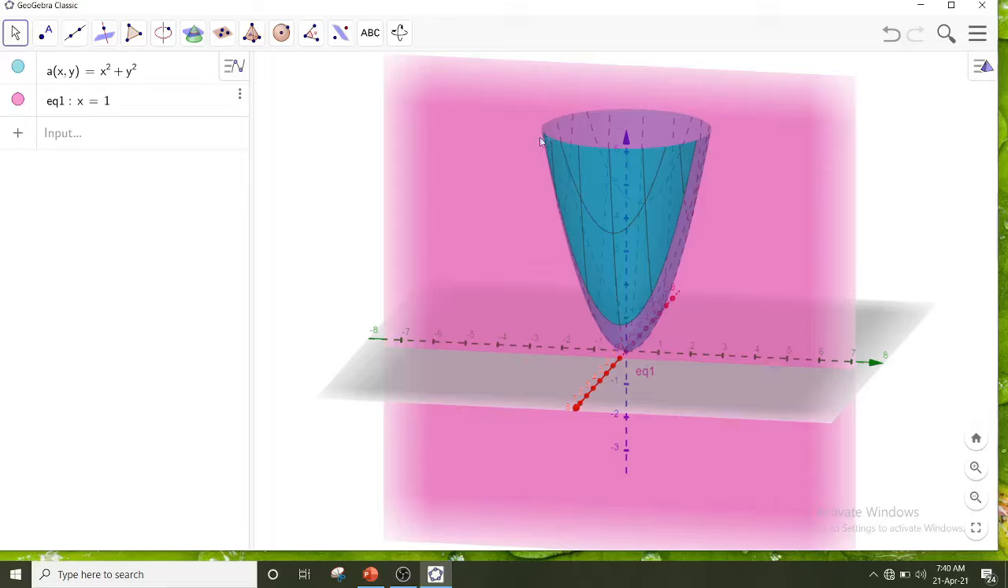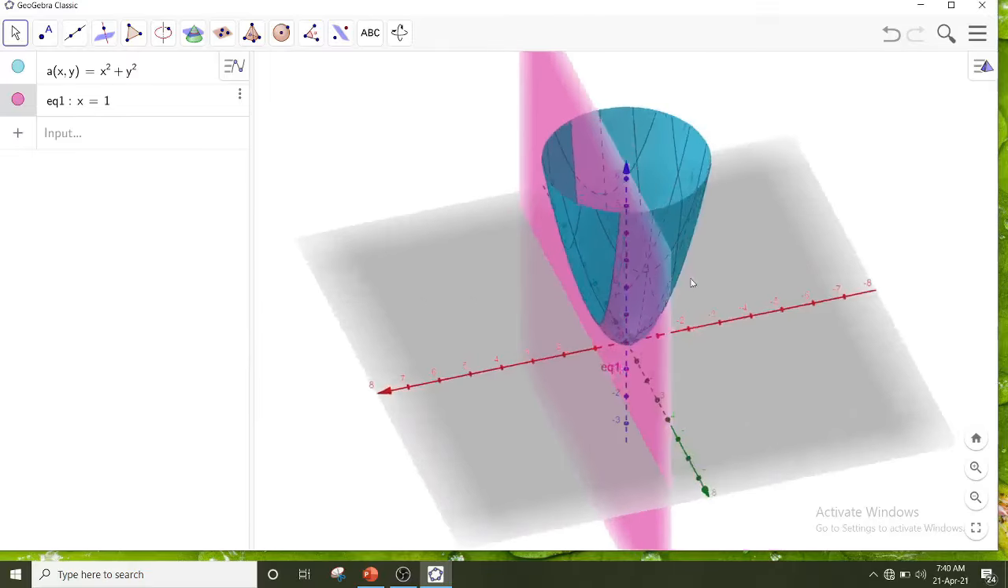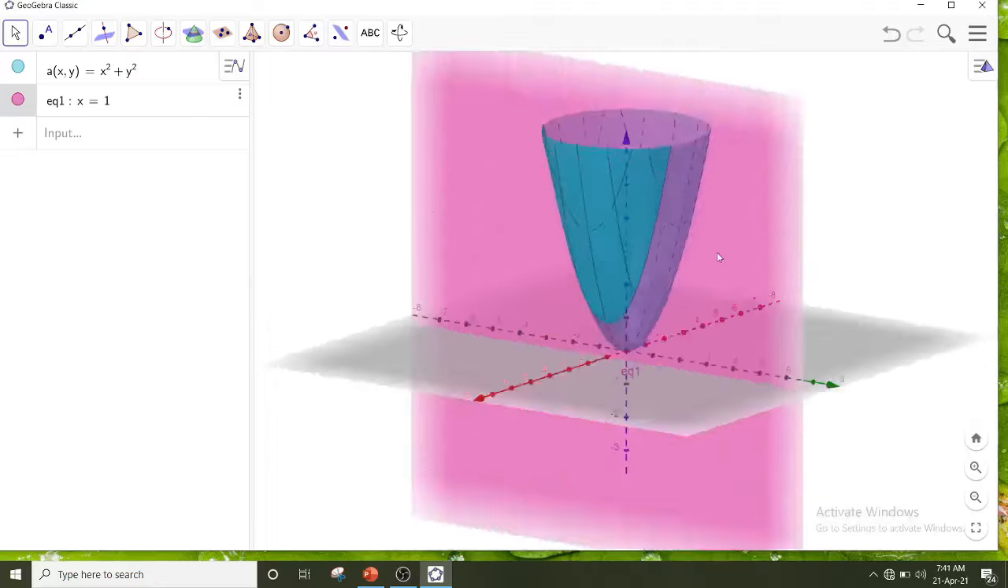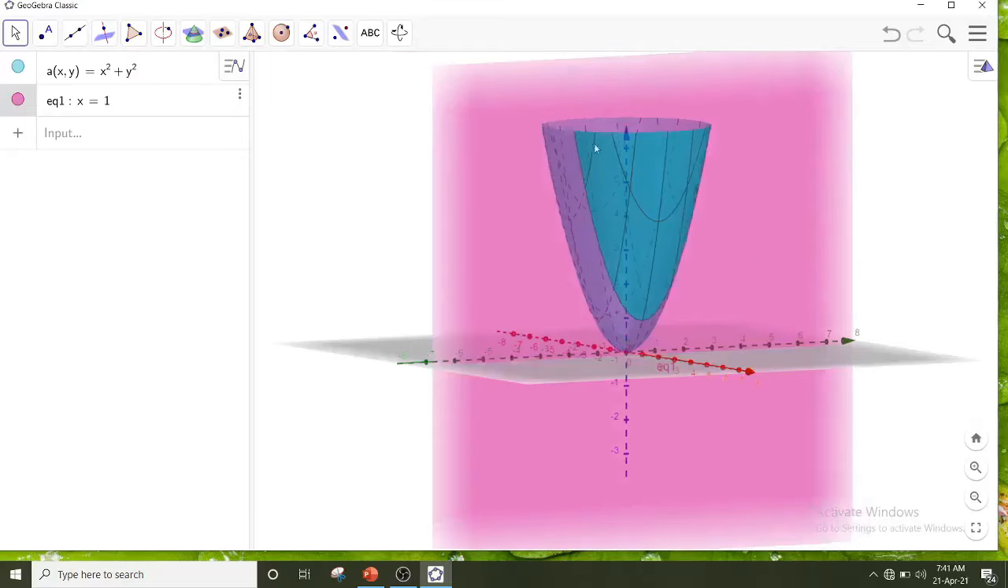So this is a parabola, and the plane is intersecting it like that. Look at how the plane is cutting the paraboloid from the middle. Therefore it is cutting in a parabola. And what I want is the tangent at the point 1 comma 2 comma 5.